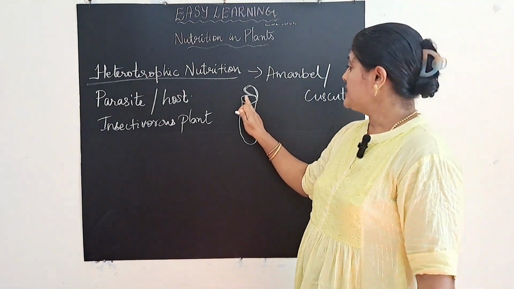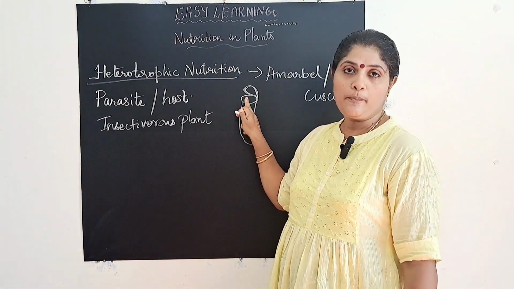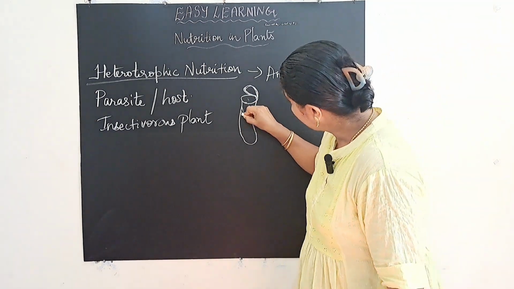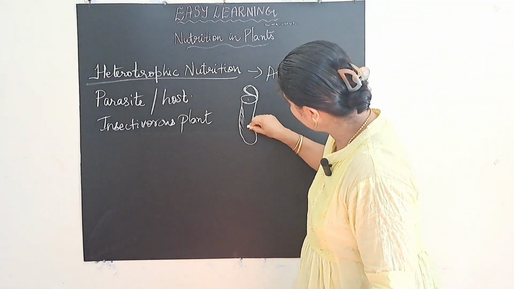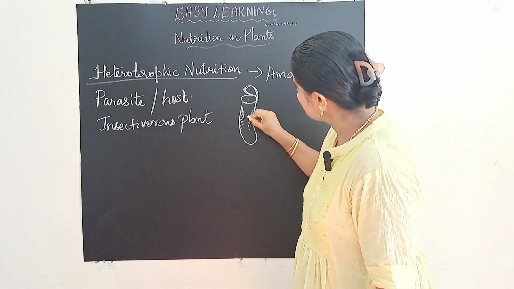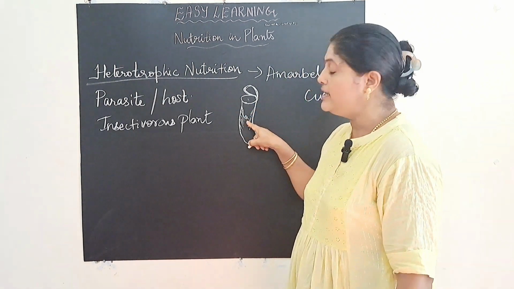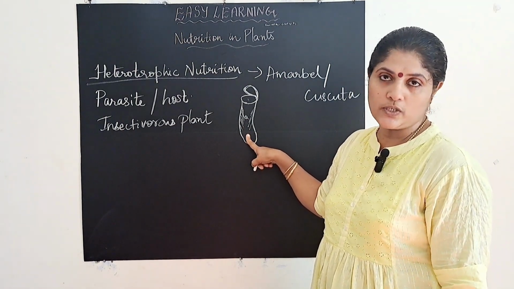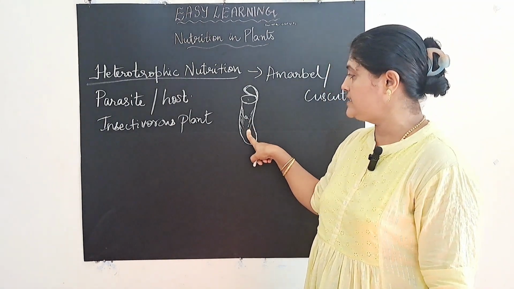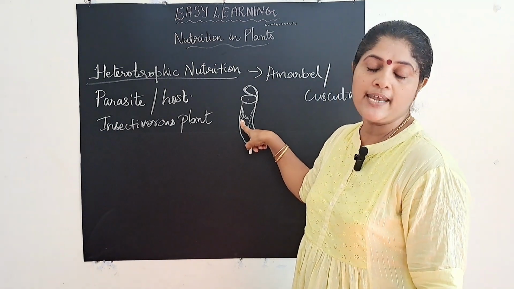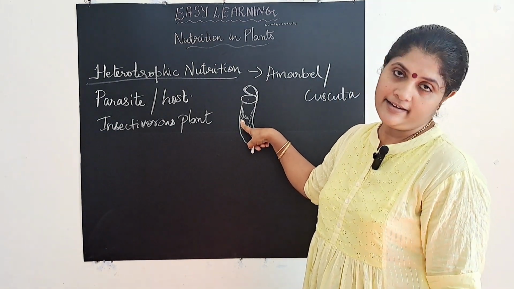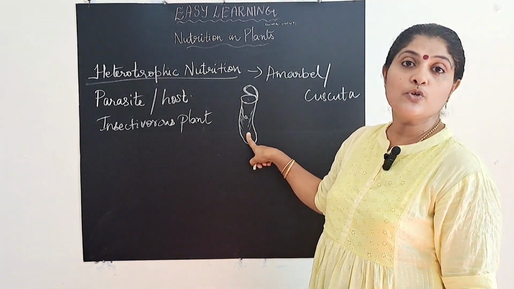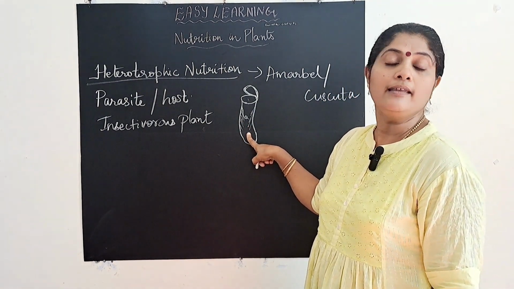Once an insect lands on the pitcher, the lid gets closed, and there are tiny hairs present inside the pitcher in which the insect gets entangled. The pitcher secretes digestive juices, and with the help of the digestive juices, the insect entangled in the hair gets digested. That is how this particular plant consumes that organism and survives.